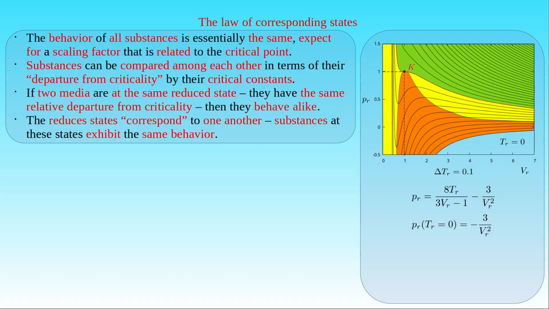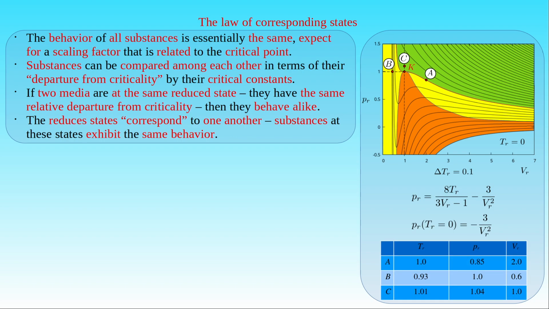In the pressure versus volume diagram, we select the thermodynamic states A, B, and C in the vicinity of the critical point K, and the table shows the reduced variables in these three states. The point representing the state A is located on the critical isotherm, that is, the reduced temperature TR is equal to 1 in this state. The volume of the medium is chosen to be twice its critical volume, that is, its reduced volume VR is equal to 2. Then the reduced equation of state gives 0.85 for the reduced pressure PR.